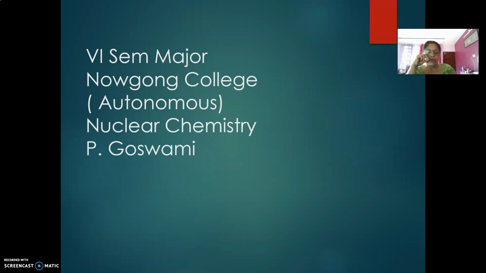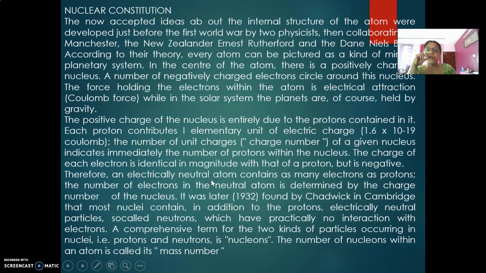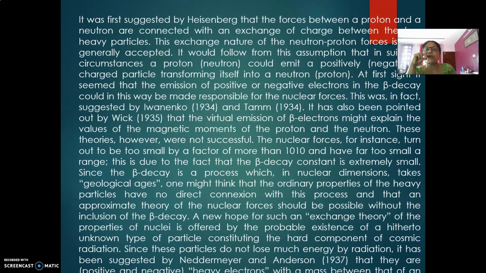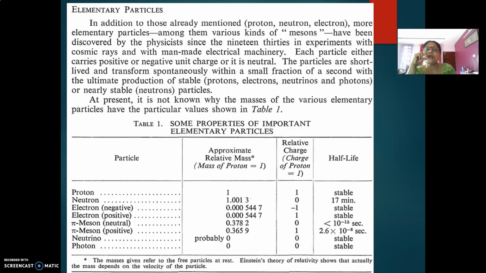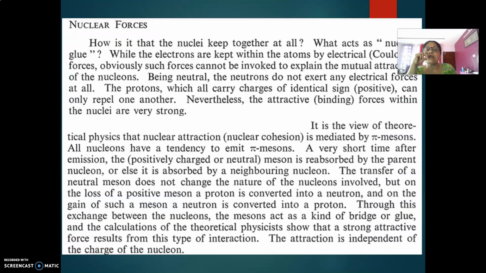Okay, in nuclear chemistry, we learned about the composition of the nucleus, followed by the different types of nucleons present in the nucleus. Then we moved to the properties of the different particles present within the nucleus, and that ultimately led us to the nuclear forces, which help these nucleons stay within the nucleus.